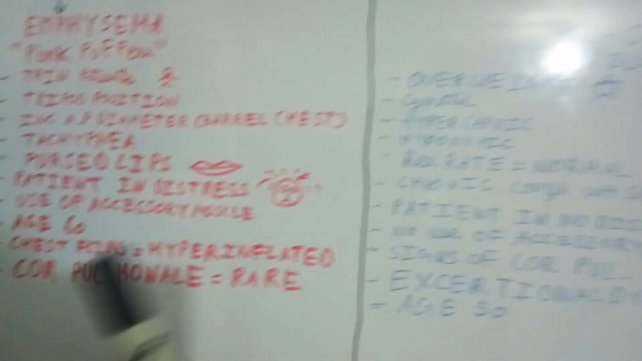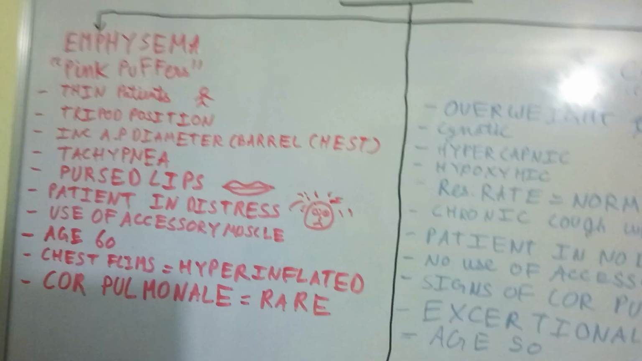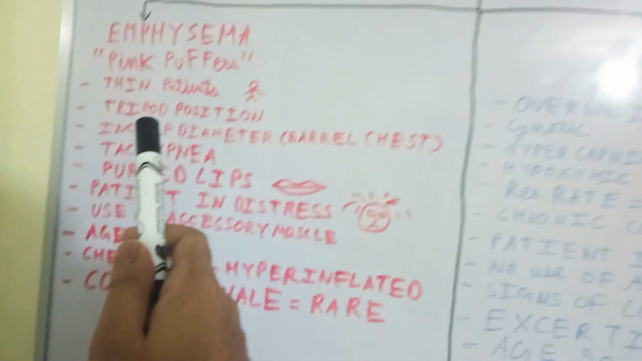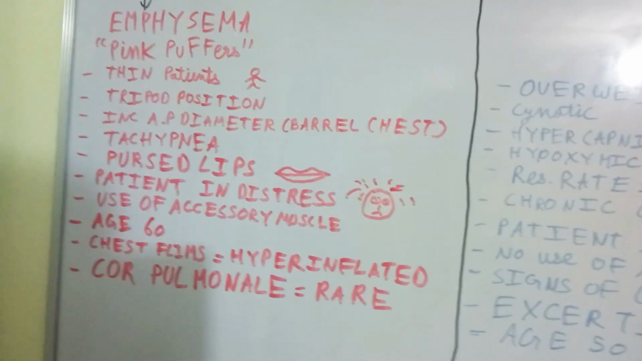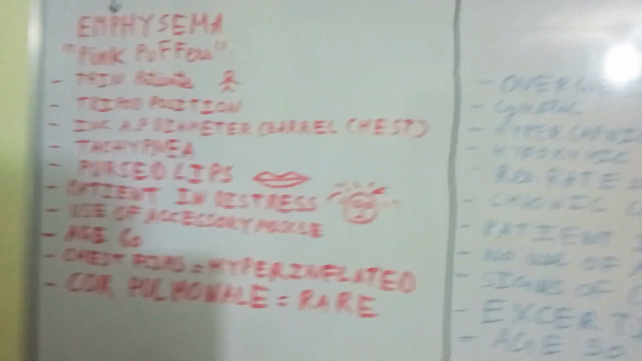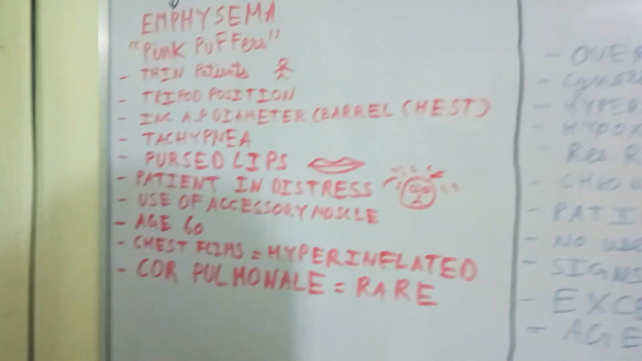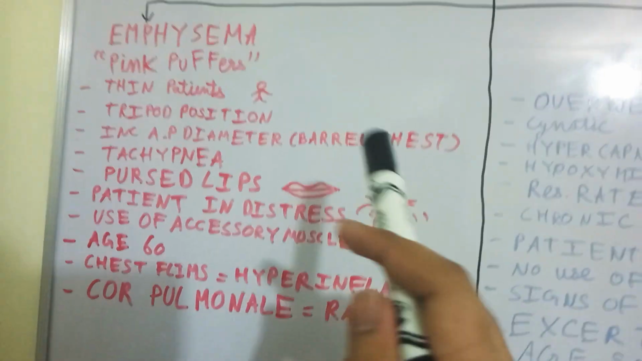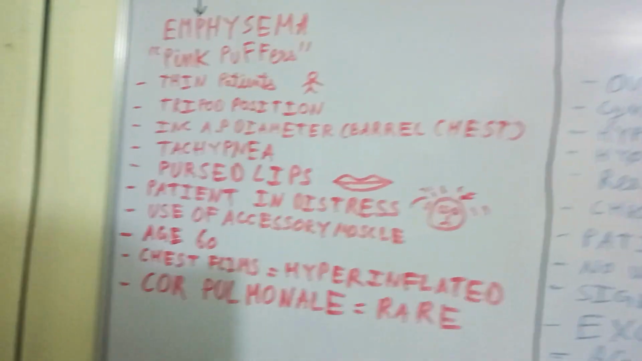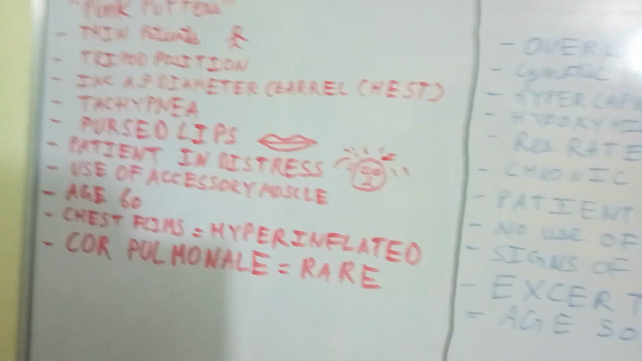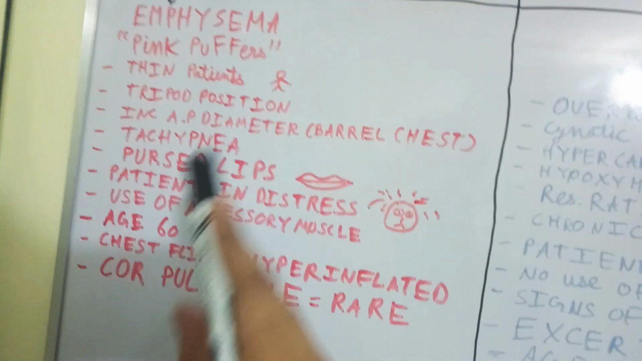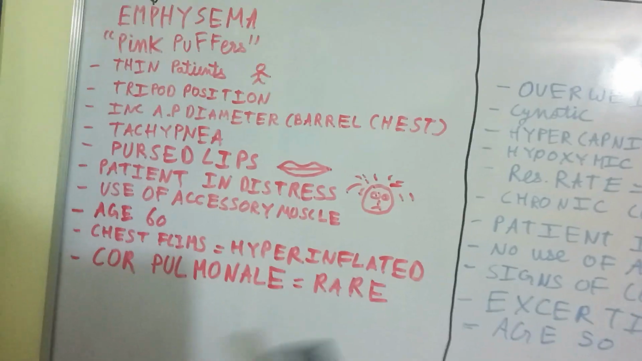Patients who have emphysema are usually called pink puffers. I will tell you why. These patients are usually thin. They usually sit in a tripod position, that means they lean forward for breathing. They have an increased AP diameter, that is, they have a barrel chest. They are tachypneic, they have a high respiratory rate. They have pursed lips. That's why they are called pink puffers. You will see their lips are pink.